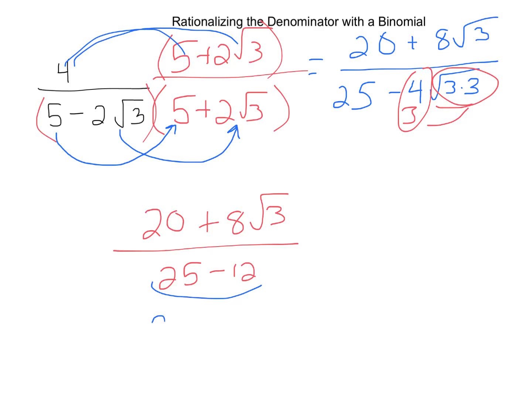Combine, 20 plus 8 radical 3 all over 13. Now let's try to reduce.